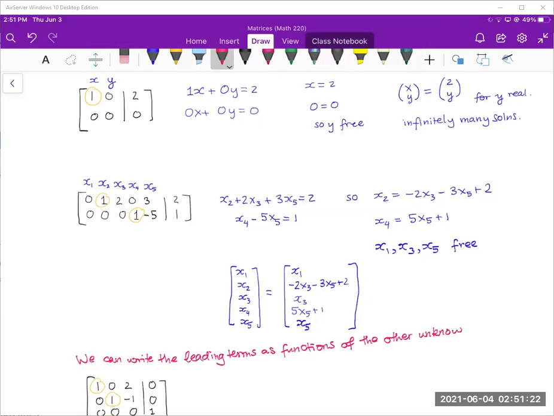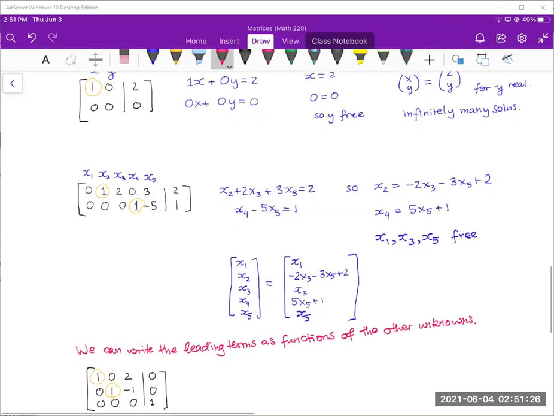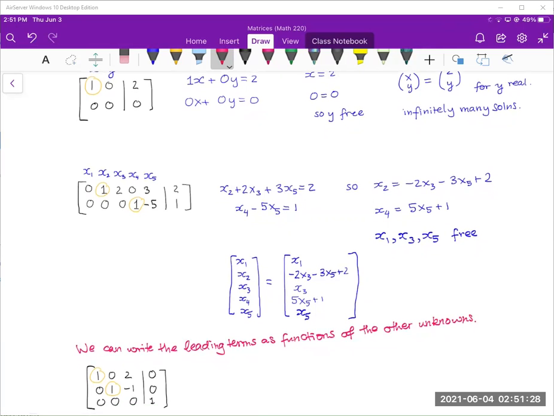In the next section, we'll give these slightly different names. The variables corresponding to leading terms are called pivot variables, and the others are called free variables. So our free variables, which are the ones that weren't leading terms in the reduced row echelon form, just appear as themselves because they can be any value.